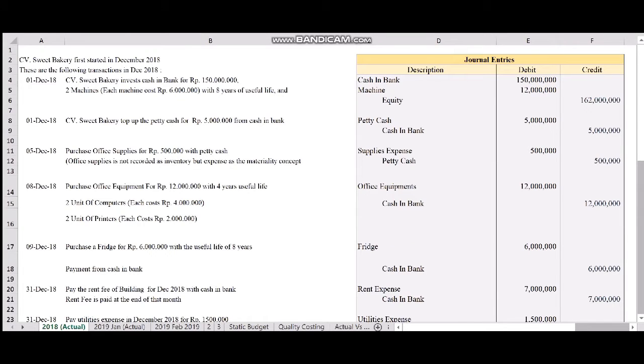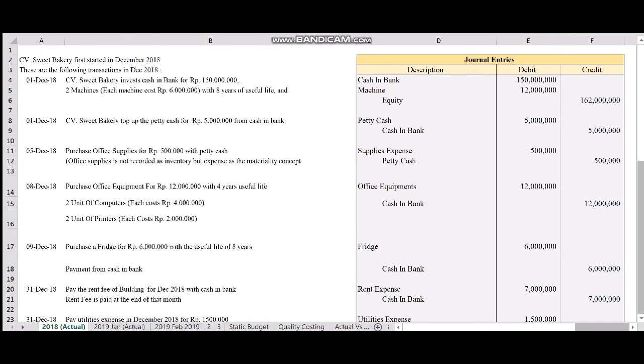Sweet Bakery first started in December 2018. These are the following transactions in December 2018. On the 1st of December 2018, Sweet Bakery invests cash in bank for 150 million and 2 machines. Each machine costs 6 million with 8 years of useful life. And we have to make journal entries for each transaction.